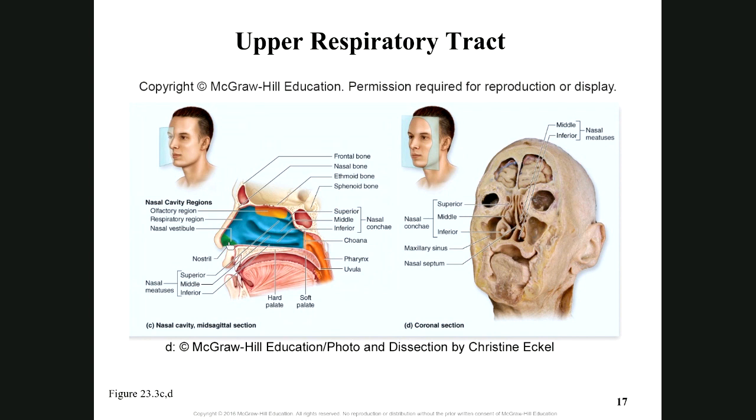After that, you have this blue region. The blue region is called the respiratory region. The respiratory region is lined by pseudostratified ciliated columnar epithelium. In this part, we have an extensive vascular network, and this vascular network makes the air become warmer. And also, you can see the cilia and the goblet cells here.